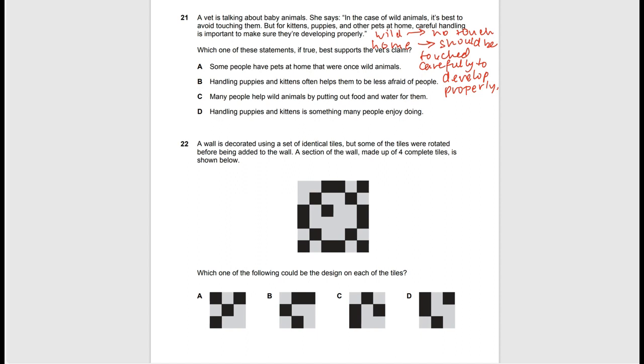Some people have pets at home that were once wild animals. So although this may be true, some people might have a pet bird now that's at home, but it was once a wild bird. That could be true, but it doesn't really support this claim that wild animals should not be touched and home animals should be touched. So it's not going to be A. Let's look at B. Remember here we're looking at developing properly.